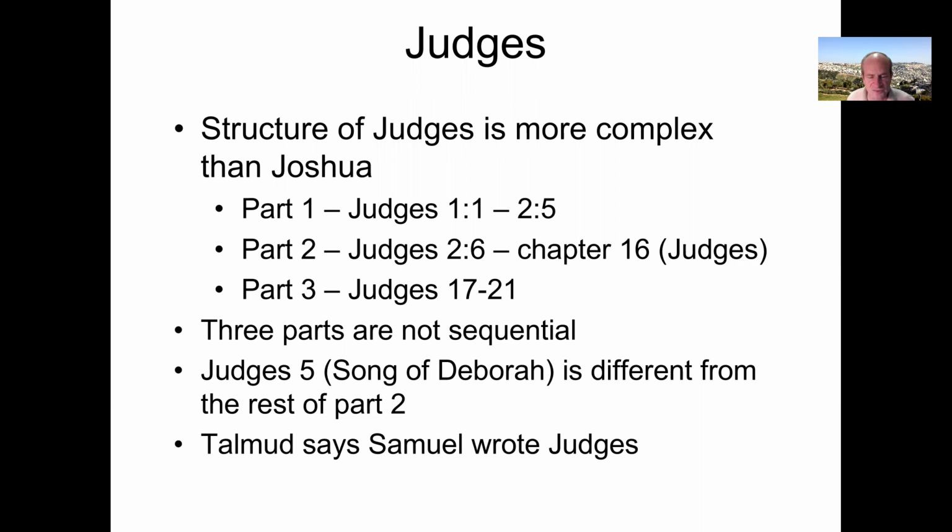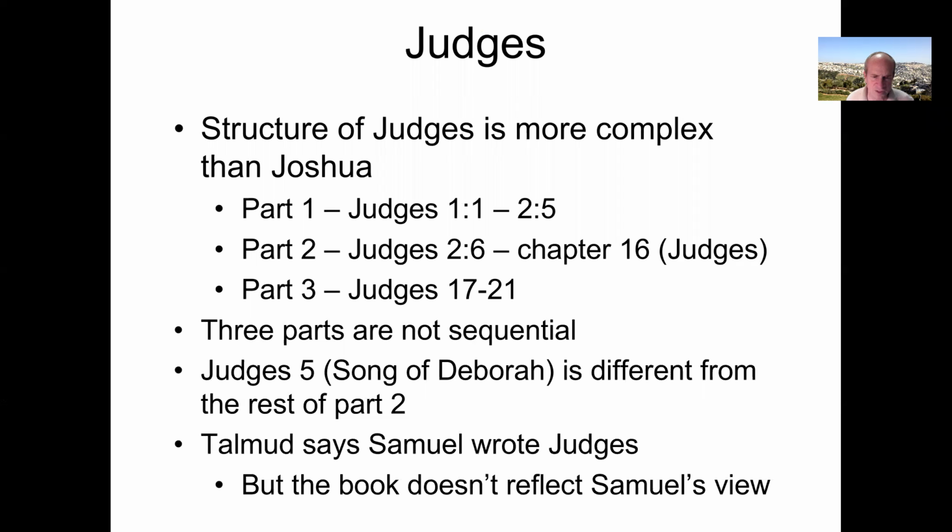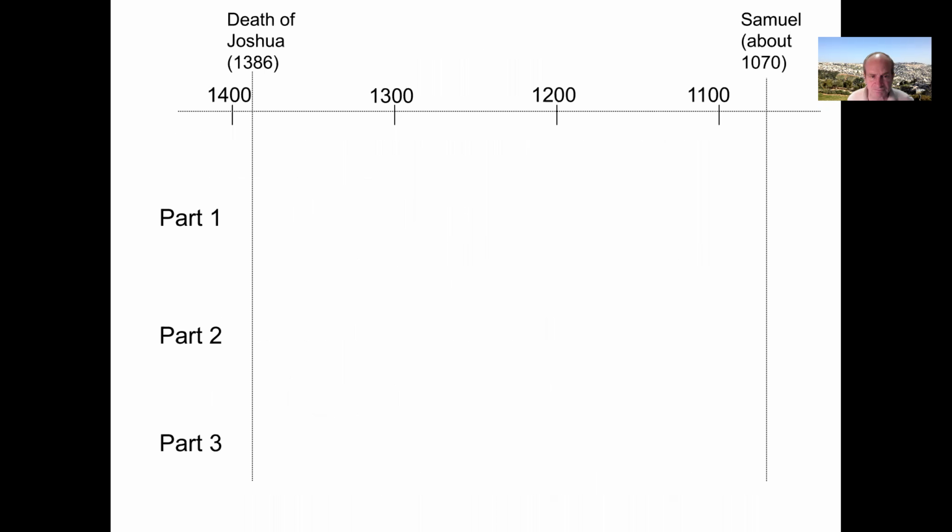The Talmud says that Samuel wrote the book of Judges, and so that would be kind of the traditional position, and I usually give a fair amount of weight to that. But this is one case where I think I'm going to not do that. The book of Judges doesn't reflect Samuel's view of the way things were with judges and the way they're going to be when there are kings.